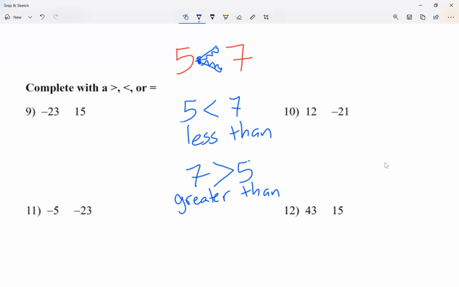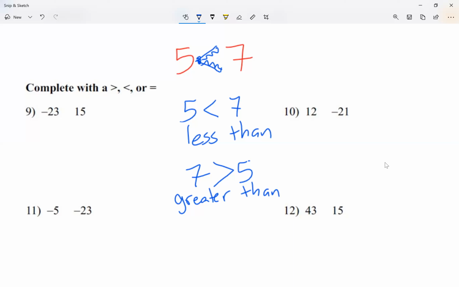The name of the inequality depends on the first number. When the first number is the smallest, we call it less than. When the first number is the biggest of the two that I'm comparing, we call it greater than. So the name of the inequality depends on the first number. Okay, now we can still see it as a mouth. It is open towards the big number.